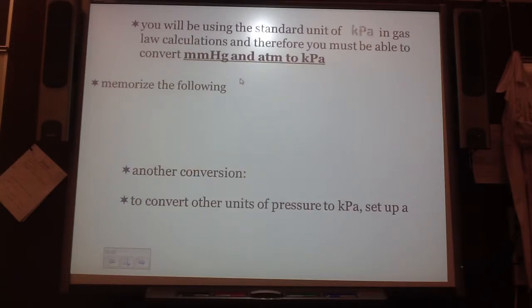You'll be using the standard unit of kPa in gas law calculations. Therefore, you must be able to convert millimeters of mercury and ATM to kPa. So highlight that. kPa, very important. That's what you're going to be going back to all the time.